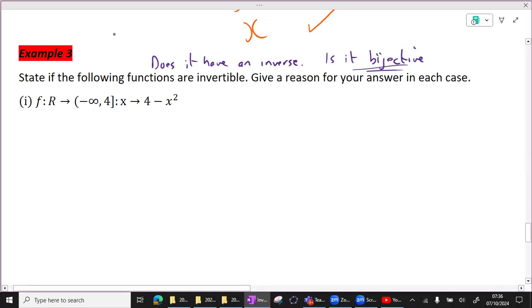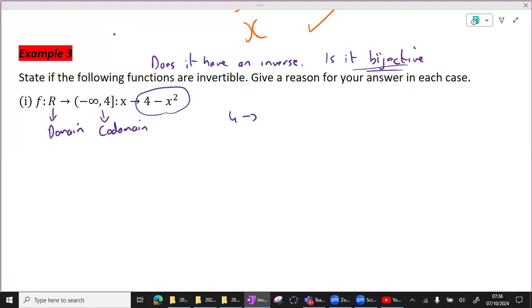So let's see. It says f is defined on R, so R is our domain. So we're basically talking about all numbers. Now, our codomain is not quite all numbers. Our codomain says that we can go down as low as we like, but we can only go as high as 4. Okay. Now, the function itself is this.